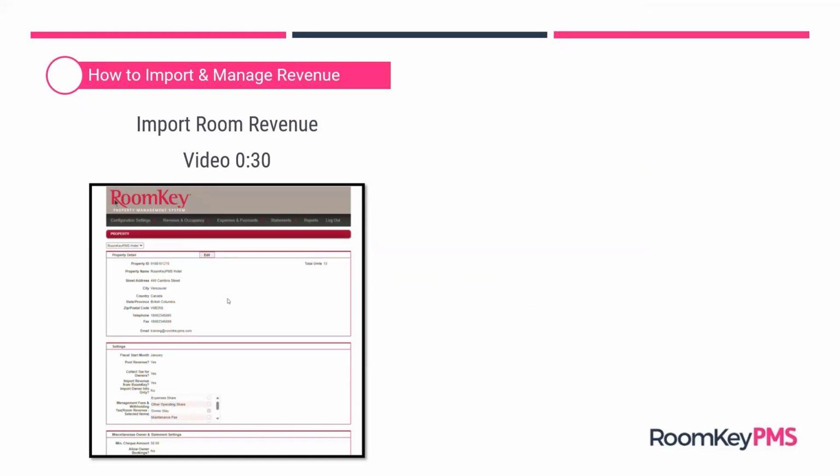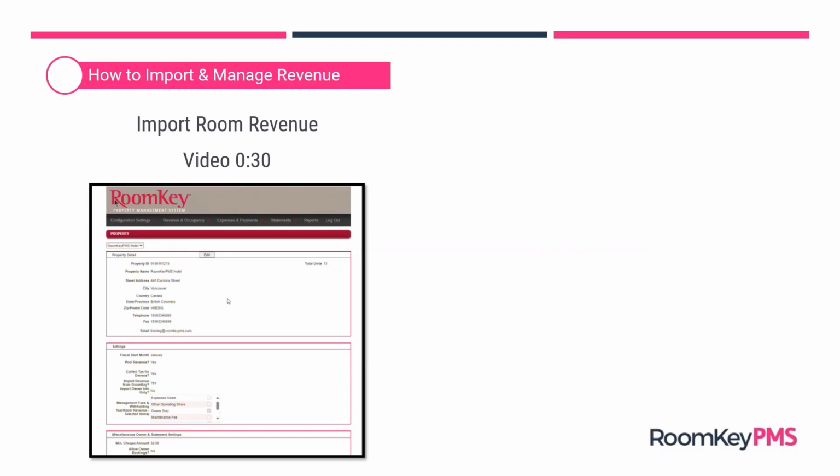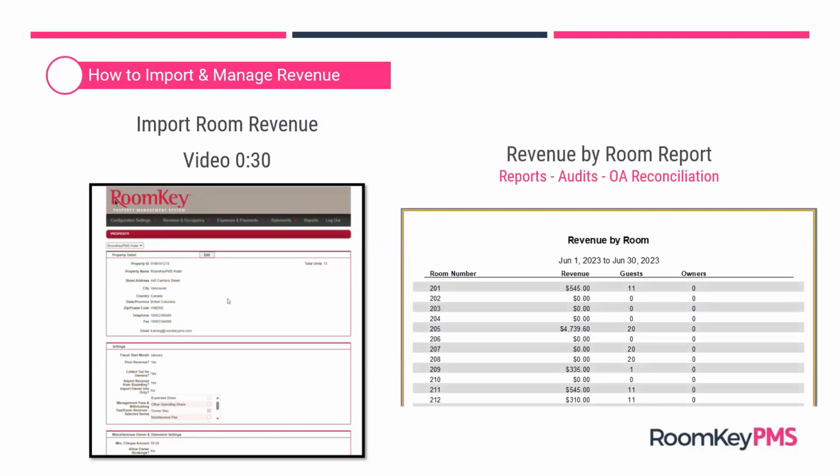It is a required step, so whenever you start your monthly procedures, the very first step you need to take is to import that room revenue. Now, if there's ever a concern about the accuracy of that import, of that revenue that's being imported, you can compare it with a revenue by room report inside RoomKey. So you can find this report in the reporting section, in the audit subsection, and it's called OA reconciliation. A little bit of a hint there in the title, OA is referring to owner's accounting reconciliation.